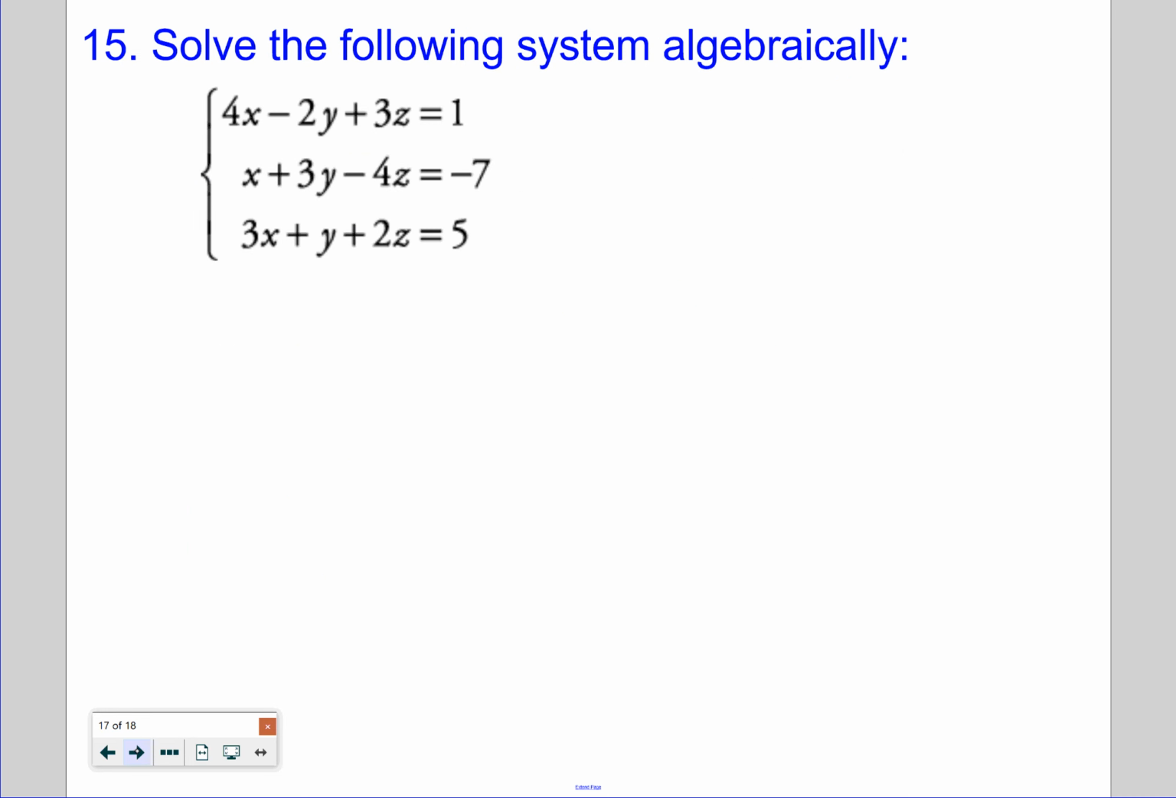Number 15, this problem, we are solving a 3x3 system. Remember, in these problems, there's a lot going on, so you probably want to keep it organized. I'm going to number my equations 1, 2, and 3. The next thing I have to decide is what variable I want to get rid of. It looks like the y's or the x's aren't too bad. I'm going to use my y's to eliminate here. So to eliminate my y's, I'm going to pair up equation 1 and 3 to start.